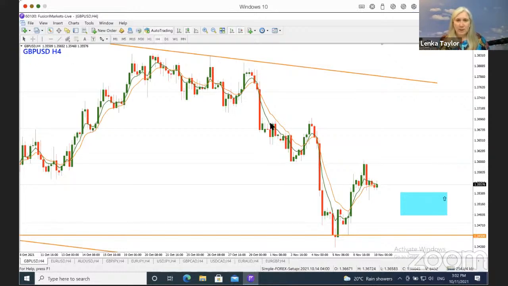Okay, yeah, we actually entered this trade last week for a short, which was profitable. So now looking at a potential long trade on here.